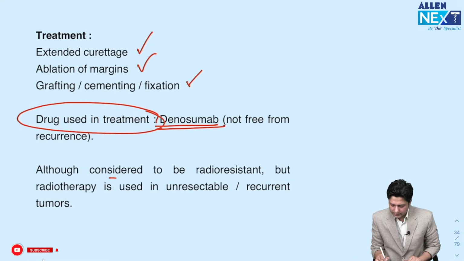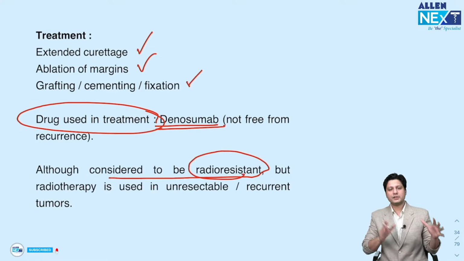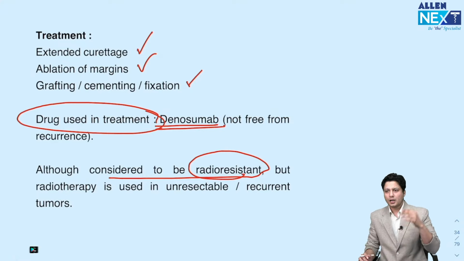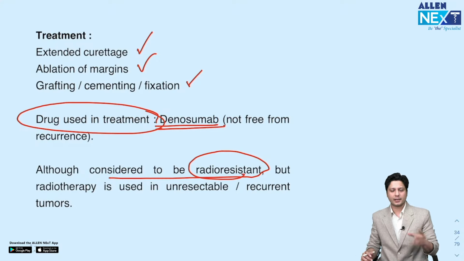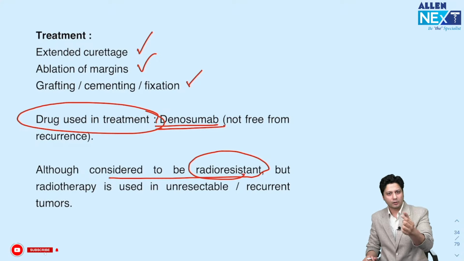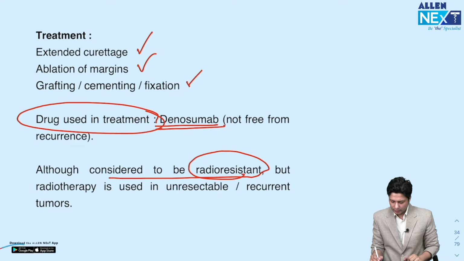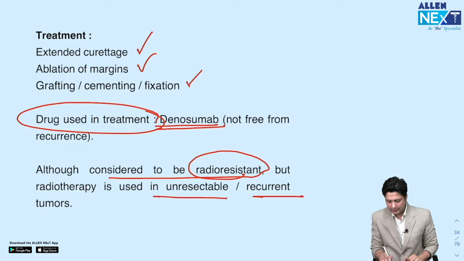Then, although it is considered to be radio resistant, GCT एक radio resistant tumor है, but where it cannot be excised, for some locations like if it is there in the vertebral column, all right, where it cannot be completely excised, then you have to go for radiotherapy where it is unresectable, or in case of recurrent tumors.